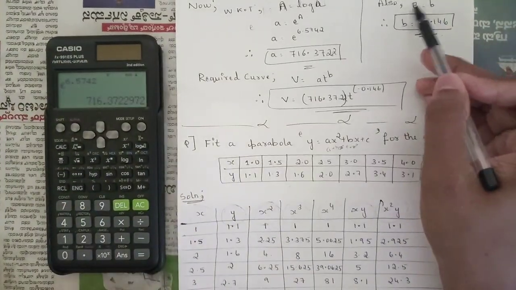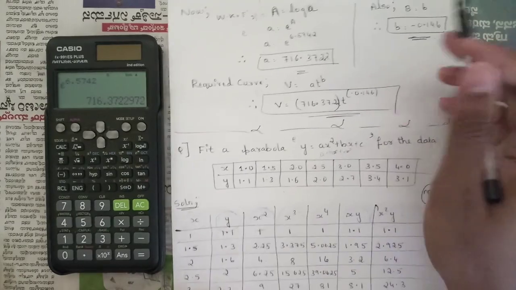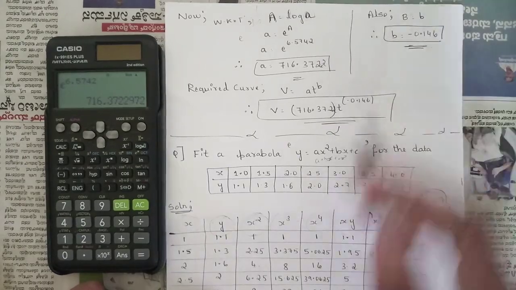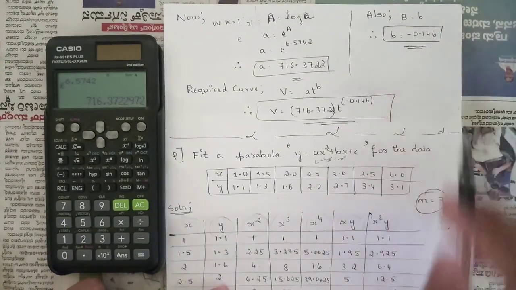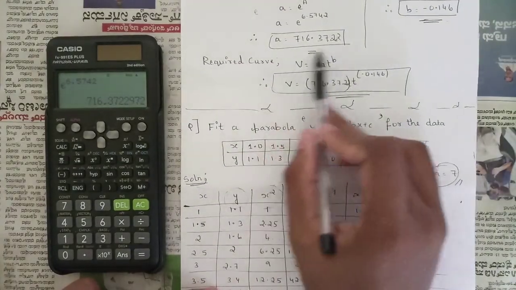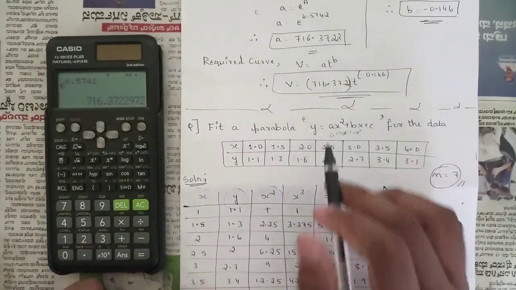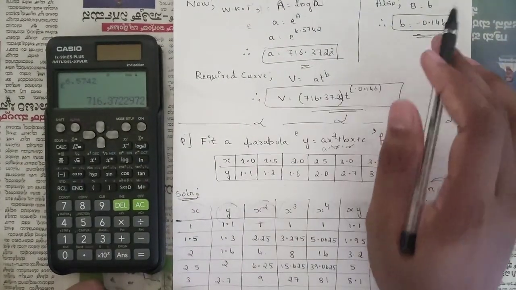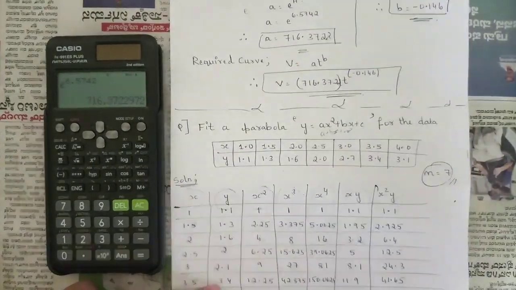Similarly, capital letter B is equal to small letter b in our condition, right? So directly we can write small letter b as whatever B we have got, that is minus 0.146. So again we got a and b. If we want, we can write our required final curve, or else our goal was to find a and b, and we have found it, so we can keep it as it is. So this is your required curve.